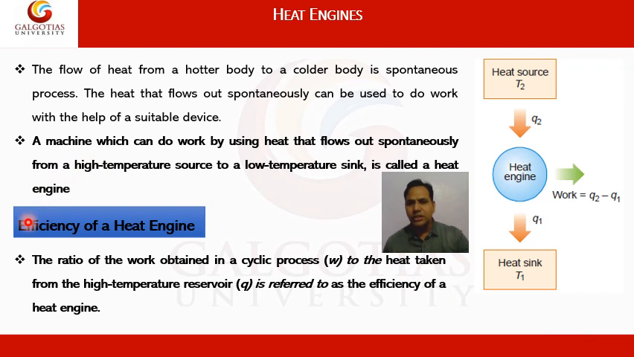So a machine which can do work by using heat that flows out spontaneously from a high temperature source to a lower temperature sink is called a heat engine. The efficiency of a heat engine is the ratio of work obtained in a cyclic process, that is W, to the heat taken from the higher temperature reservoir Q2, and is referred to as the efficiency of a heat engine. So overall, work is Q2 minus Q1 in a heat engine.